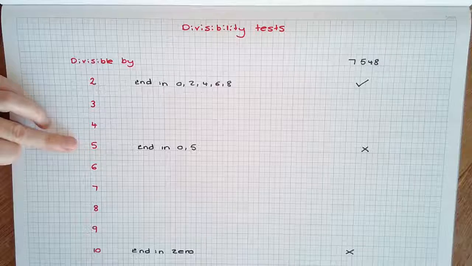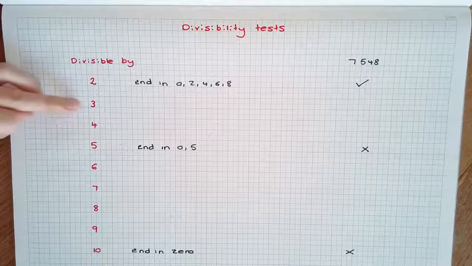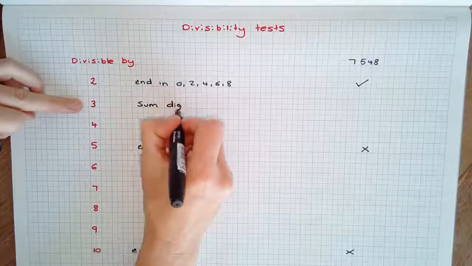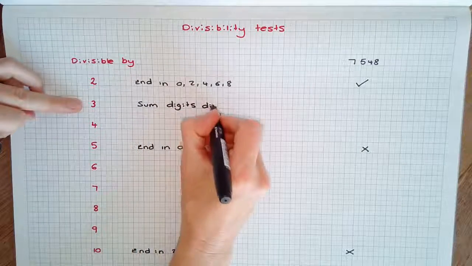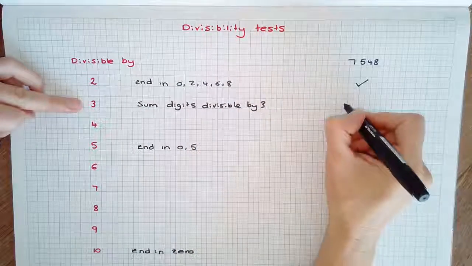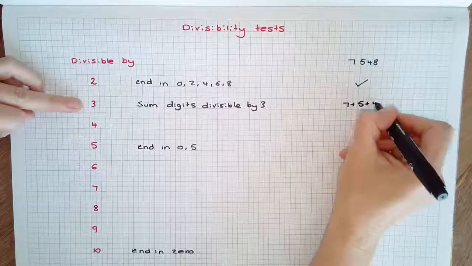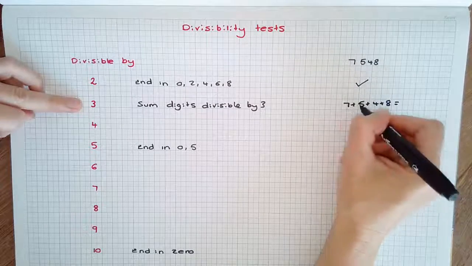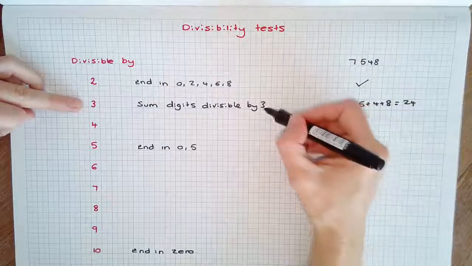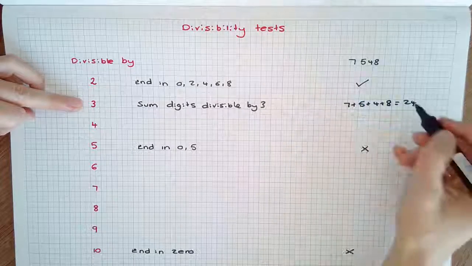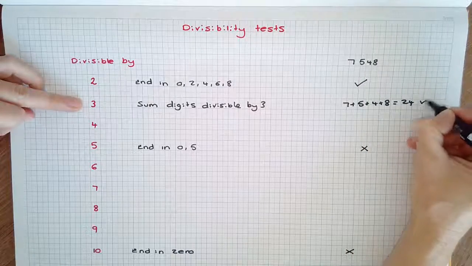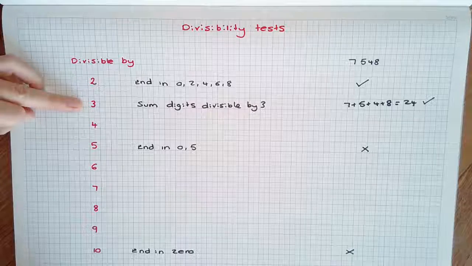Now the tests get a little bit more complicated. If a number is divisible by 3, the sum of the digits will be divisible by 3. For instance, 7 plus 5 plus 4 plus 8 equals 24. Since 24 is divisible by 3, 3 times 8 is 24, the number 7,548 is also divisible by 3.